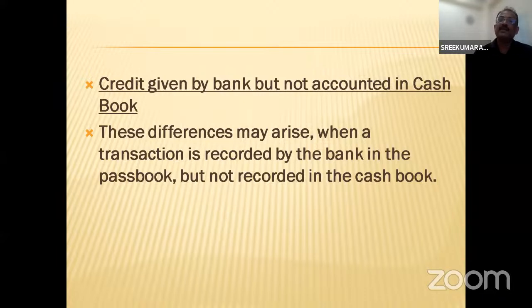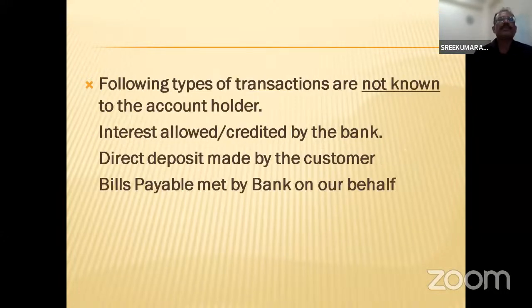Differences may arise when a transaction is recorded by the bank. Interest is given by the bank. It got credited, but it is not recorded in our cash book. That credit is not taken into our cash book. The following types of transactions are not known to the account holder for some time. Interest allowed, credited by the bank, will not be immediately known to the accounts officer unless he or she closely watches it.